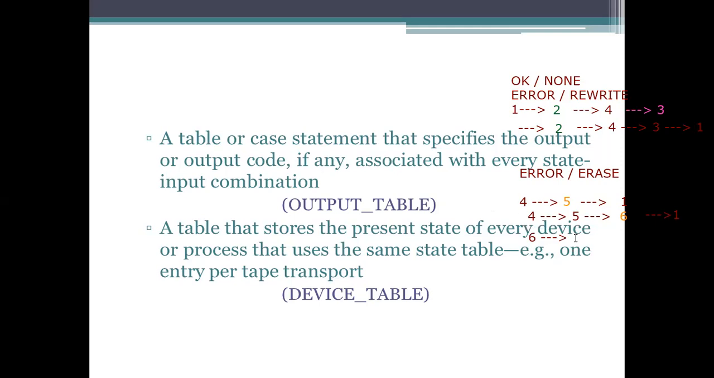So the next state here is 7. Okay, to erasing here is 7. Here we are performing 2 rewrites. After 2 rewrites we are getting the erase.